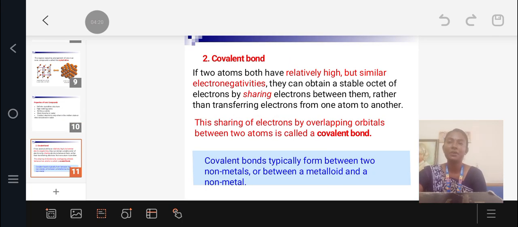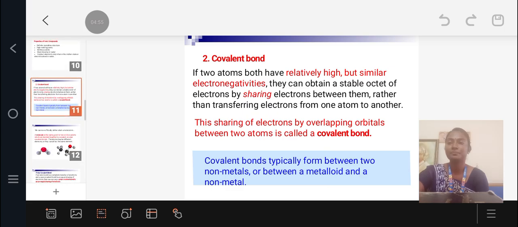Second one, covalent bond. If two atoms both have relatively high but similar electronegativities, they can obtain a stable octet of electrons by sharing electrons between them, rather than transferring electrons from one atom to another. This sharing of electrons by overlapping orbitals between two atoms is called a covalent bond. Covalent bonds typically form between two nonmetals or between a metalloid and a nonmetal.